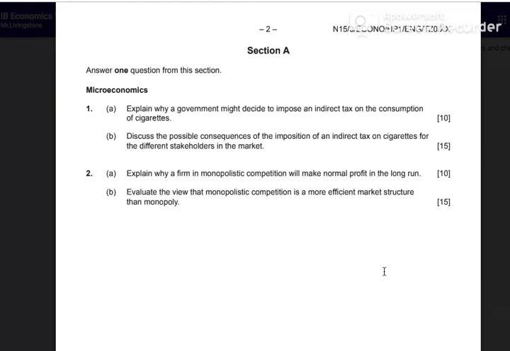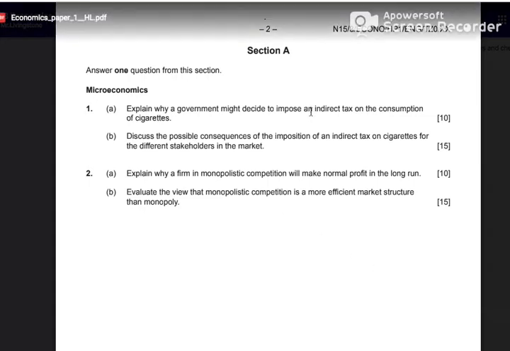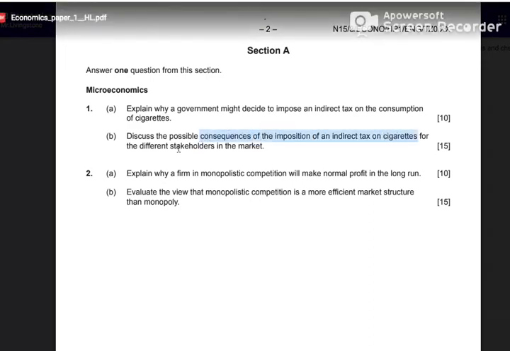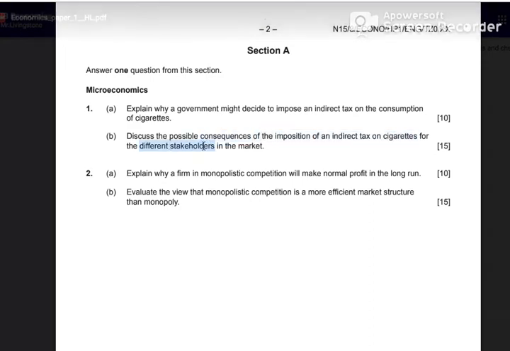There's your choice of 2 microeconomic questions. Chapter 4 there, indirect tax. Explain why the government would do that. Nice diagram there. And then your evaluation part B. What are the consequences of this tax on the different stakeholders? So you'll talk about consumers, producers, society, government, all those things.